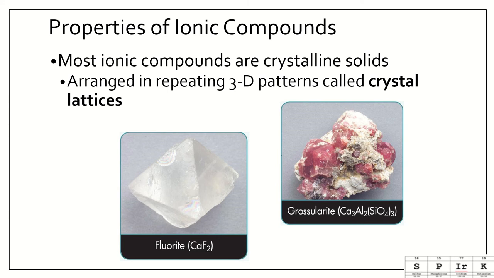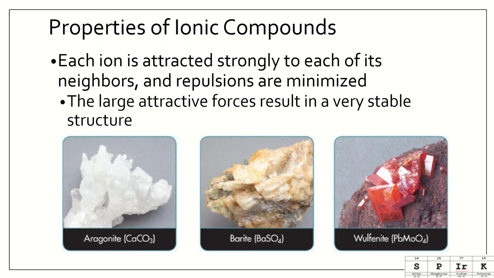All right, so let's talk about properties of ionic compounds. Most ionic compounds are crystalline solids arranged in repeating 3D patterns called crystal lattices. So sort of like we saw with the sodium chloride, we had NaCl repeating itself, forming that cubic shape. So crystals can take lots of different shapes and forms.